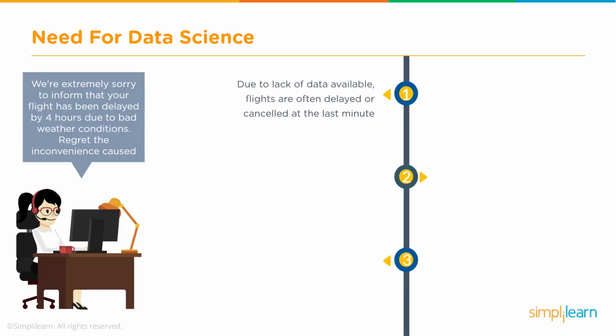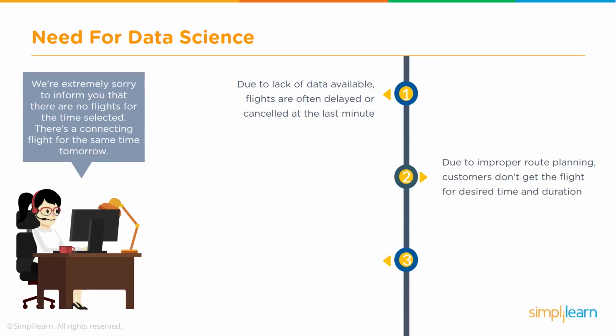Where else are there issues? For example, if we take airlines, this is another area where data science contributes in a big major way. Flights get delayed due to weather conditions because the weather is not predicted in time and the demand of passengers is not probably seen ahead of time. For all these, you need data science. Then this could be improper route planning, and some customers might miss some flights. That again needs data science.